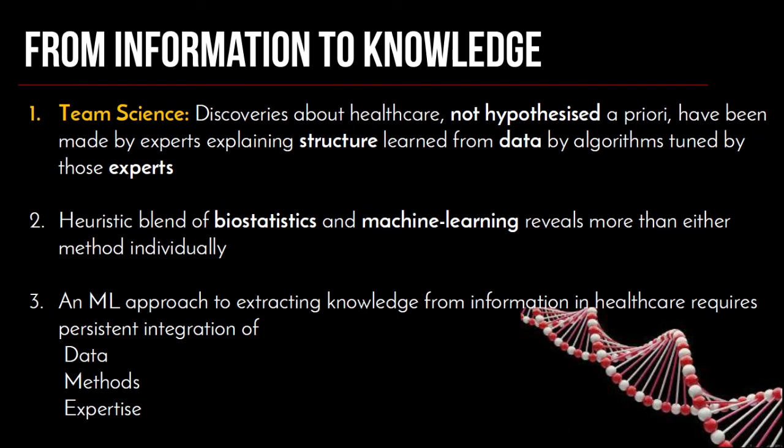So just to end, this is why team science is important: discoveries about healthcare aren't necessarily hypothesized a priori, but sometimes we can use the data to discover things like endotypes or structure in that data. And this sort of structure can be tuned by experts. So this is a dialogue that's ongoing all the time. And as I said before, biostatistics is important, and good epidemiology, and good machine learning models as well that incorporate the assumptions that we're trying to model. And this reveals more than either discipline can individually.